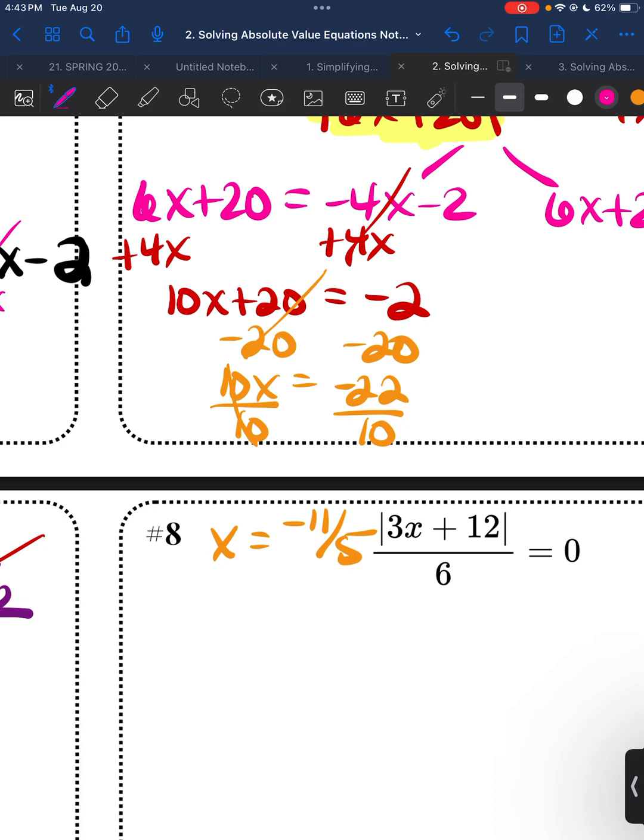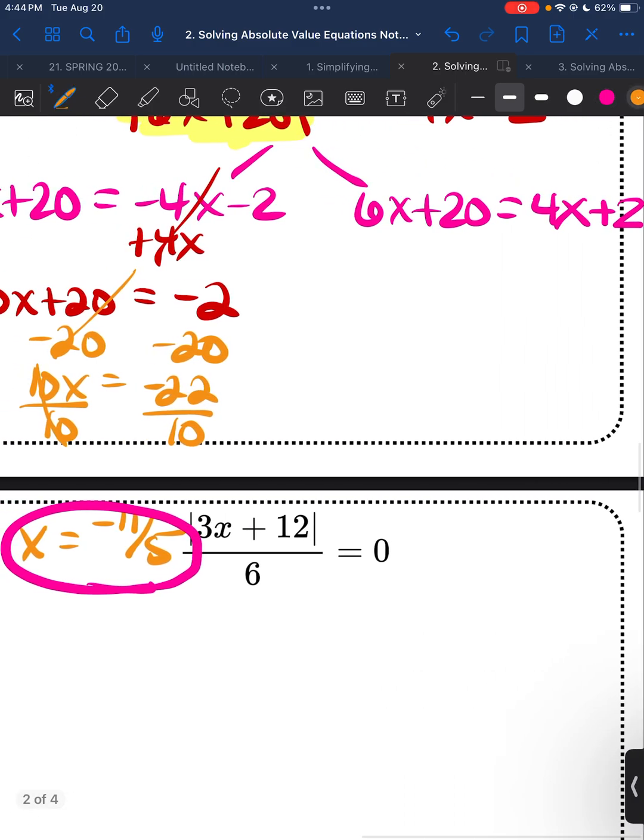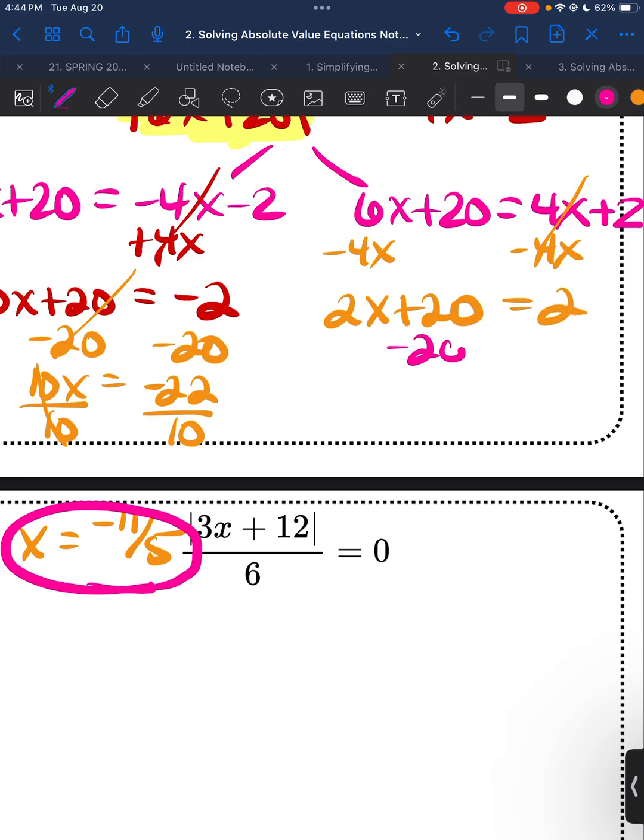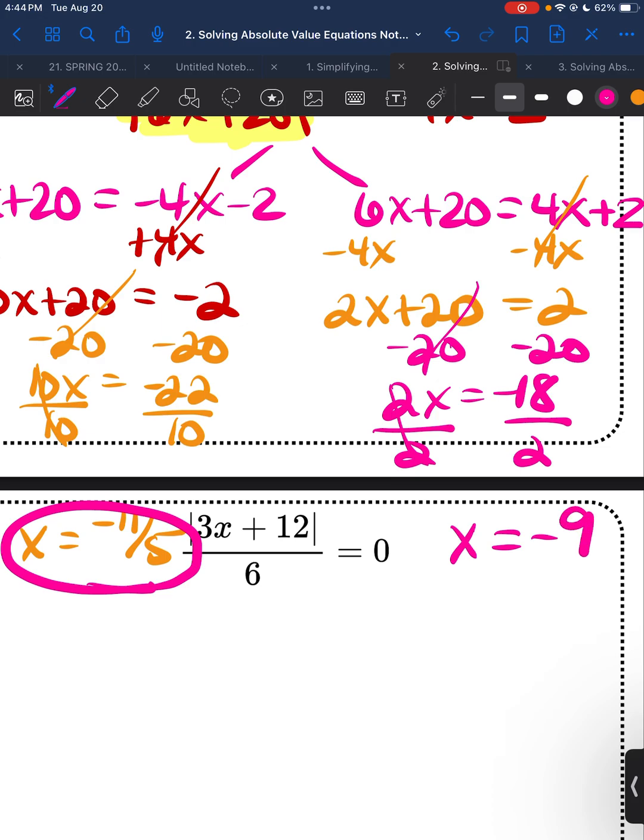If I plug it into the original, I get true, so I circle it. And then on the other side, I'm going to do minus 4x. And then I'm going to subtract 20. Divide by 2. I get x is equal to negative 9. If I plug it into the original, I also get true. So both of these need to be circled.